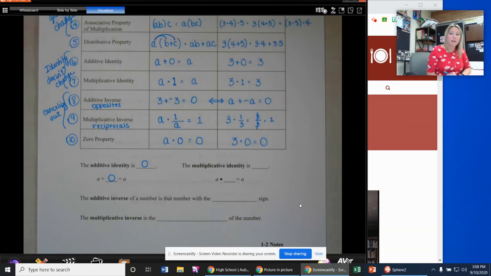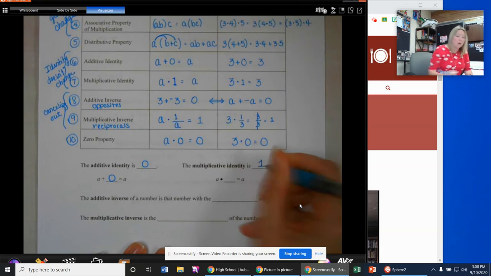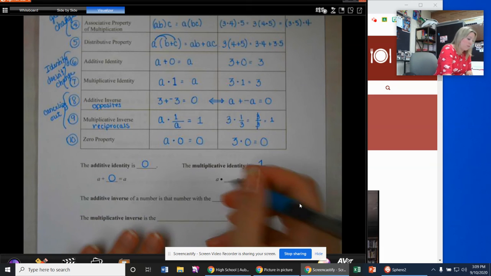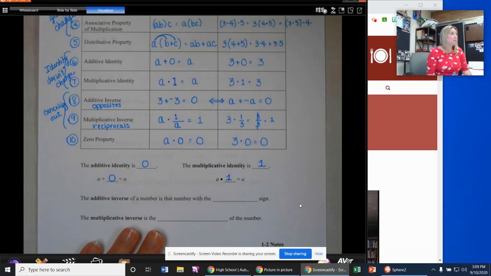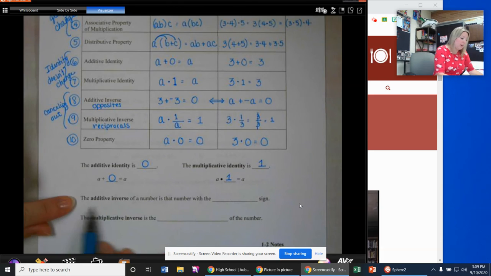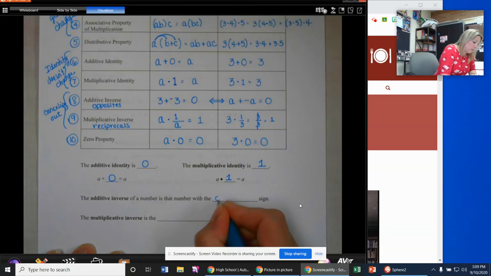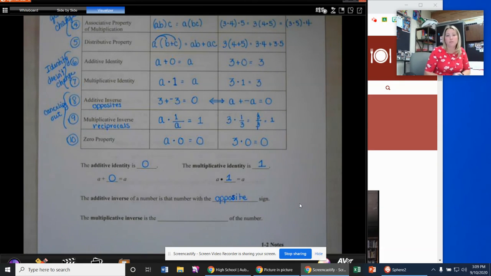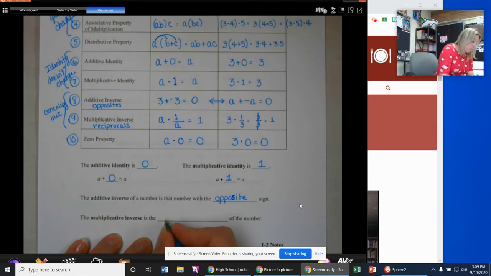The multiplicative identity, now you have a really good educated guess, is 1. Anything times 1 stays itself. It keeps its identity. All right. The additive inverse of a number is that number with its opposite sign. Sorry, I started writing an S and really didn't finish it. It's opposite sign. And then the multiplicative inverse is the reciprocal.